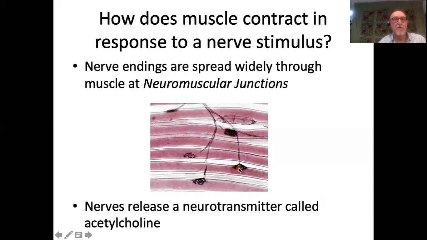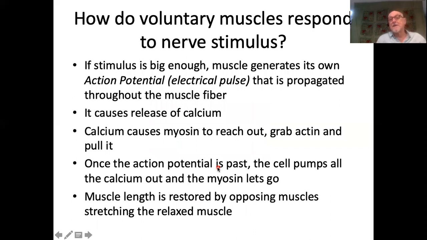Acetylcholine is a specific neurotransmitter which is released at a neuromuscular junction, and that is what this is. This is a neuromuscular junction. Acetylcholine is released. If enough acetylcholine is picked up by this muscle cell, then it will cause an action potential to be generated in that muscle cell, and the muscle cell will contract. So there's a specific sequence of events, which I'll go through really slowly, and we'll perhaps repeat it next time.